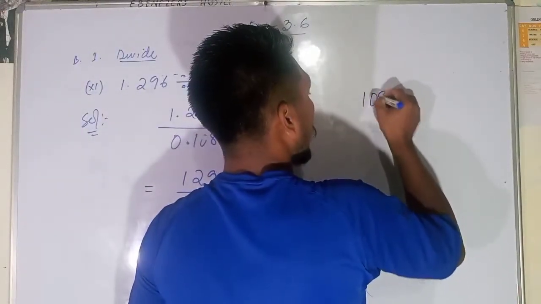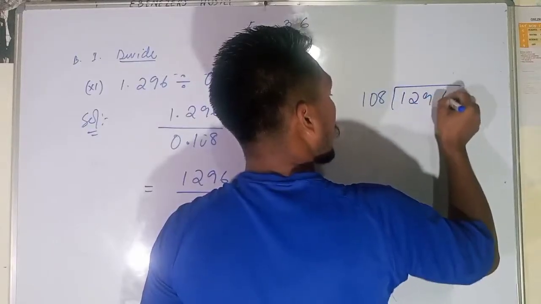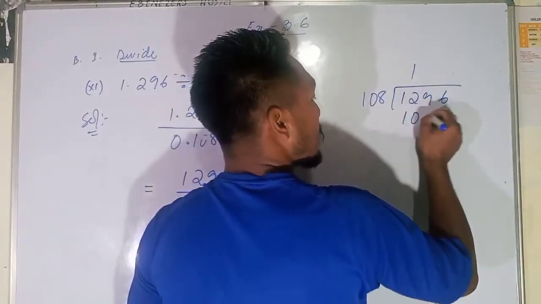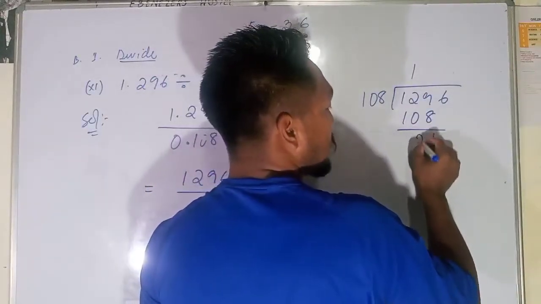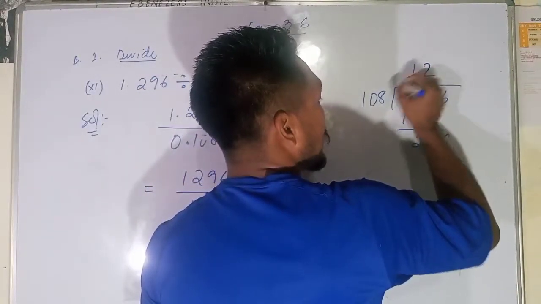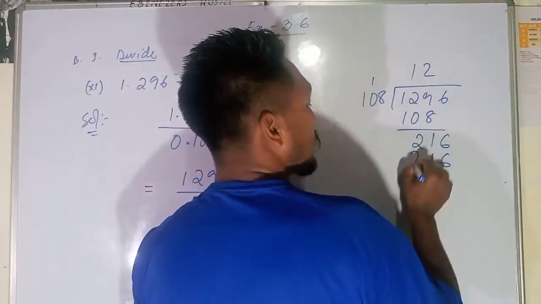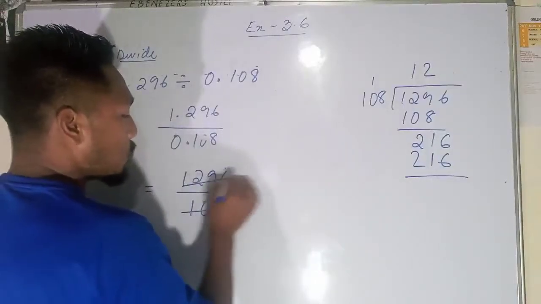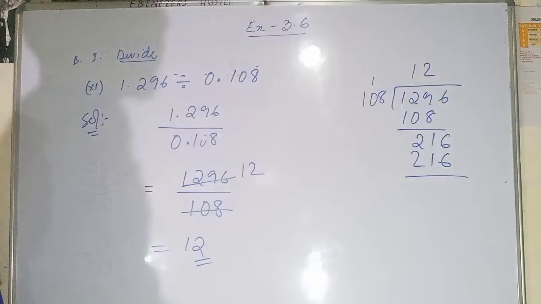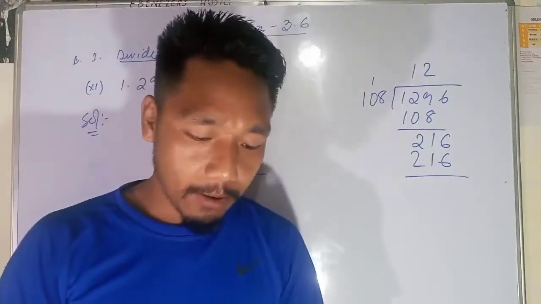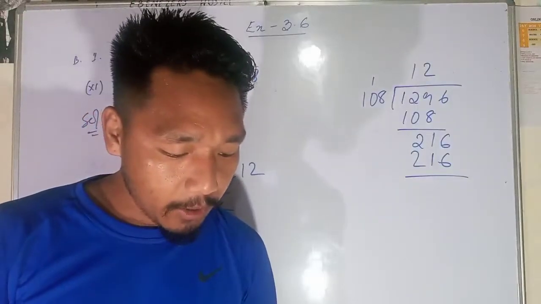108 divided into 1296. So 108, subtract it, this will become 1, this will become 2, 6. So 2 8s are 16, 1 and then 2 1s are 2, 0, 1. So 2 1s are 2. So how many times? 108, 12 times is your answer. That is your answer. Okay. So this is how you have to keep on dividing the remaining numbers also. Okay. So the remaining numbers of question number 1, you do it by yourself.